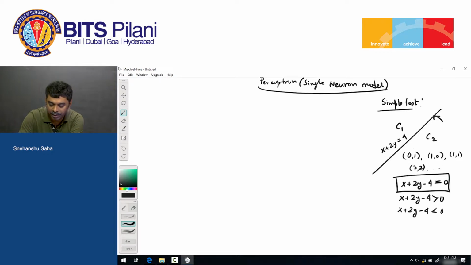So I can do a simple test. Let's plug in 0, 1 here: 0 plus 2 times 1, 2 minus 4, that is minus 2. That is negative, so this point lies below the line. If I plug in 1, 0, I meet the same fate. If I plug in 1, 1, it's the same fate. If I plug in 3, 2, it's on the other side. So all of these data points belong to class C2. However, this data point will be assigned to class C1. It's a simple test.